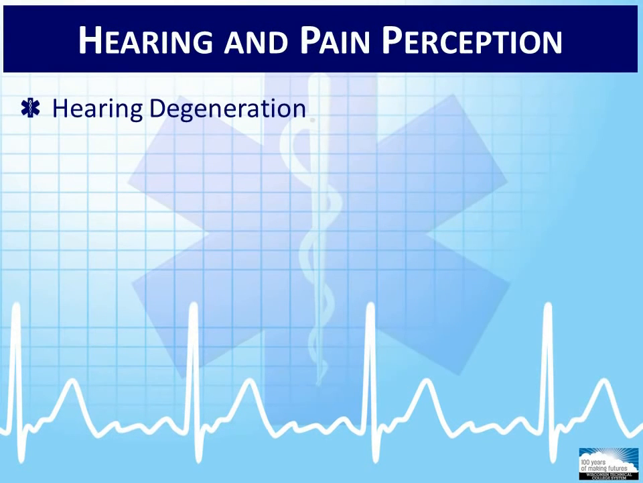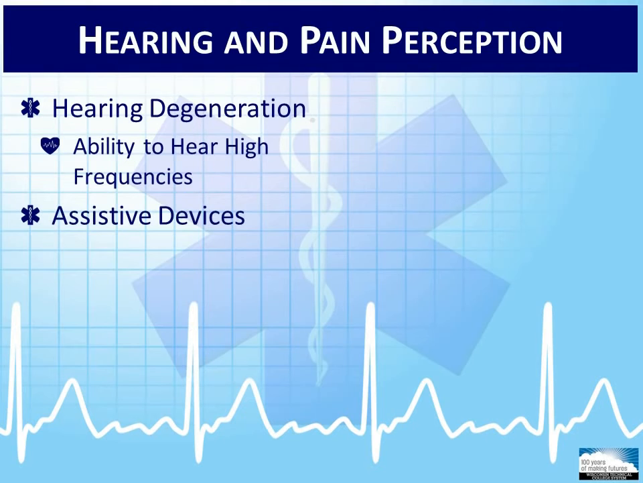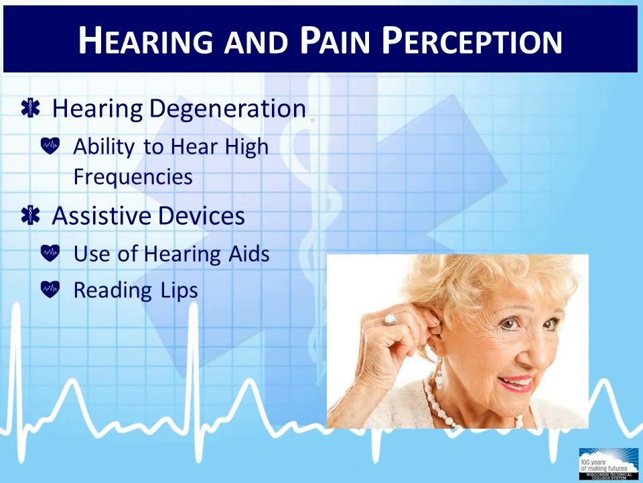Hearing degeneration is also likely in the geriatric population, especially the ability to hear high-pitched sounds. The geriatric patient may compensate for this hearing deficit by using hearing aids, reading lips, or by asking people to speak into their good ear. When assessing a patient with hearing loss, face them, speak clearly, control background noise, and utilize family members and the patient's assistive devices if they have any.